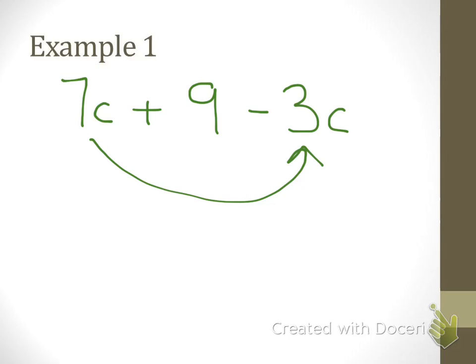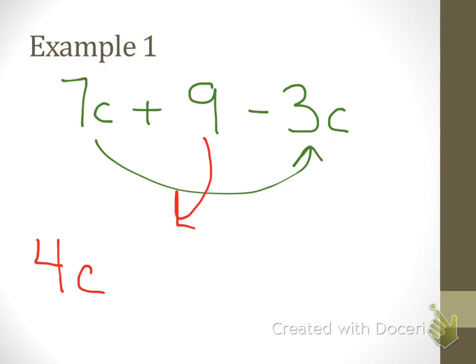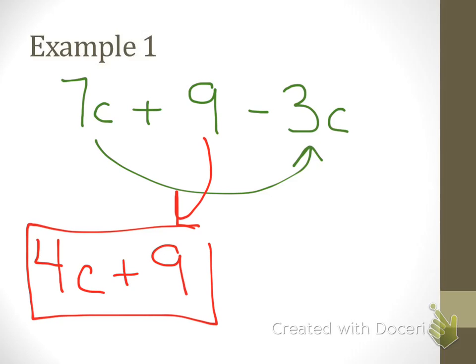Now, here's what you need to keep in mind. Is 3 positive or negative? Negative. Is 7 positive or negative? Positive. So in this one, it's a little bit easier, but in some of the other examples, it'll be a little bit harder. You need to keep in mind your rules for adding and subtracting positive and negative numbers, okay? So in this case, what would 7c minus 3c be? 4c. And then the 9 doesn't have any other terms to combine, so I just bring it down. And my simplified expression is 4c plus 9. Okay? That's all I can do.